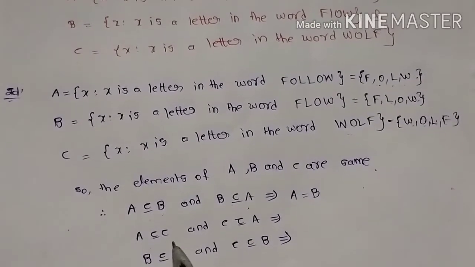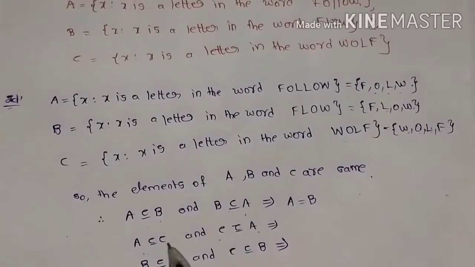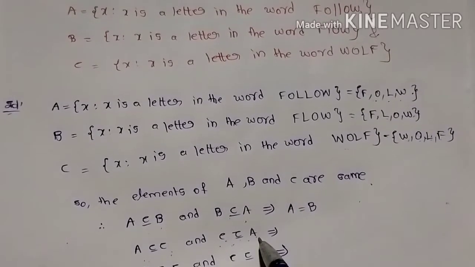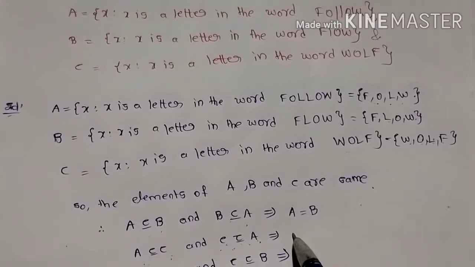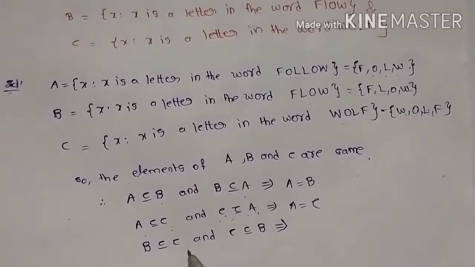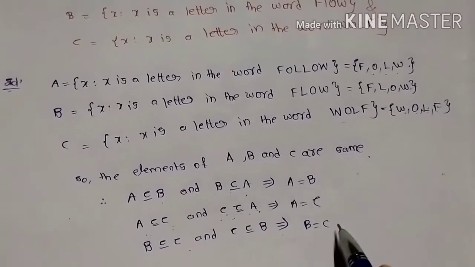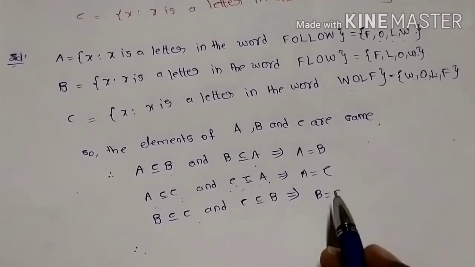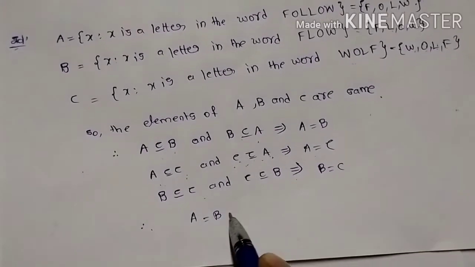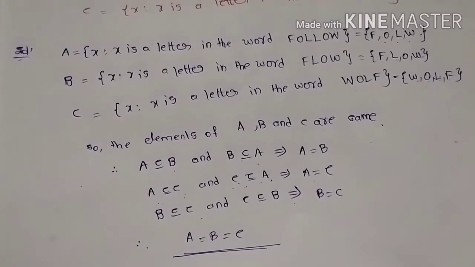Next, A is a subset of or equal to C and C is a subset of or equal to A. That means all the elements of A are in set C and all the elements of C are in set A. That means you can write A is equal to C. Next, B is a subset of or equal to C and C is a subset of or equal to B. That means B is equal to C. Therefore A is equal to B, B is equal to C and A is equal to C. Therefore A is equal to B is equal to C. That means all the three sets are equal.